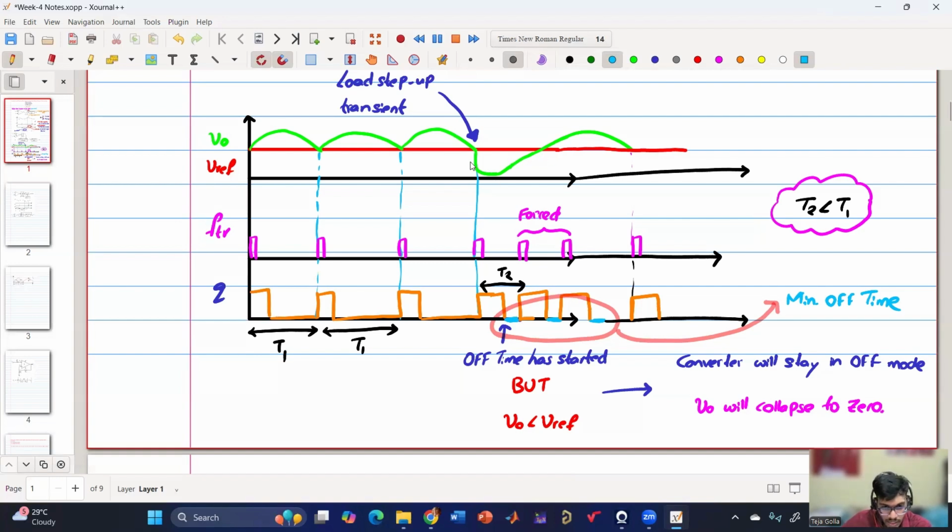Whereas in this region where the off time is minimum, this highlighted blue color region is minimum off time because the converter V naught is less than V reference. So there is no meaning to keep the converter in the off mode because it has to be turned on so that the V naught will rise above V reference. So in this particular duration, the off time is minimum. So the switching time period is T on plus T off minimum, whereas here it is T on plus T off. So this off time is more than this. So my T2 is smaller than T1 in this region. Is this clear?